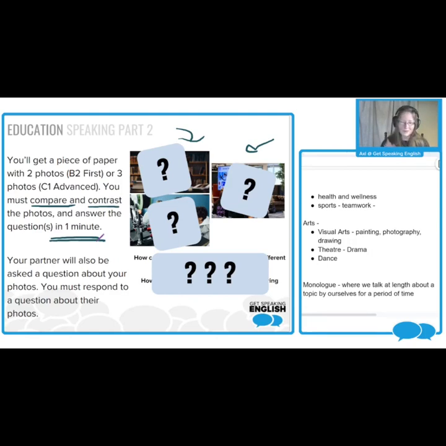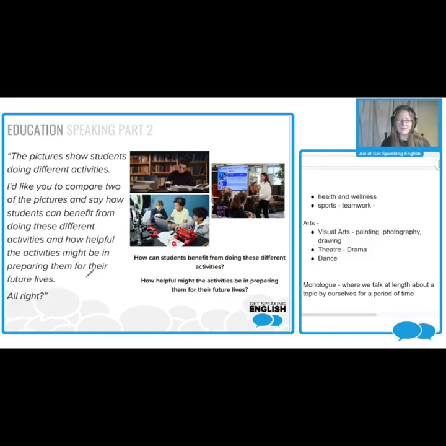So you're going to get your photos, you're going to do the activity, you're going to speak for 1 minute, and then afterwards your partner is also going to be asked a question about your photos, okay? And then after they do this activity, you will also respond to a question about their photos, okay? So today we are going to be checking out these photos here.